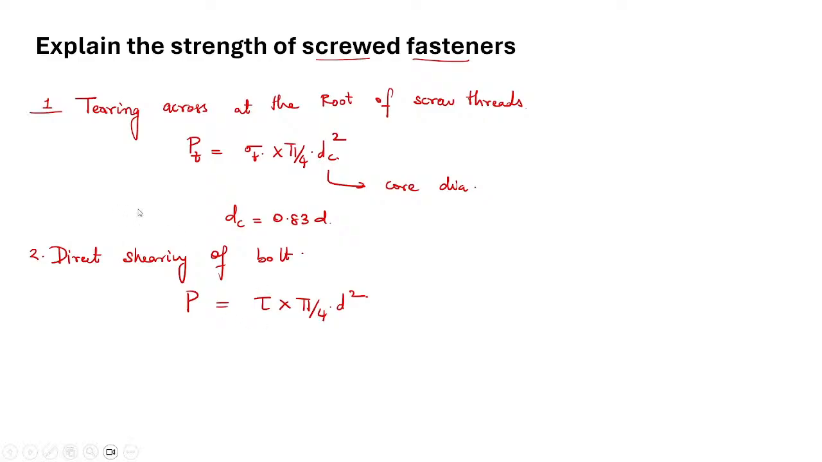So bolts are designed on the basis of two parameters. One is tearing and the other is shearing. The tearing happens across the weakest section. The weakest section is nothing but the root part of the threads.